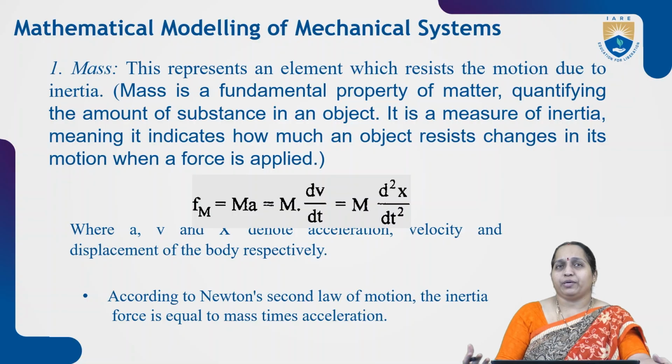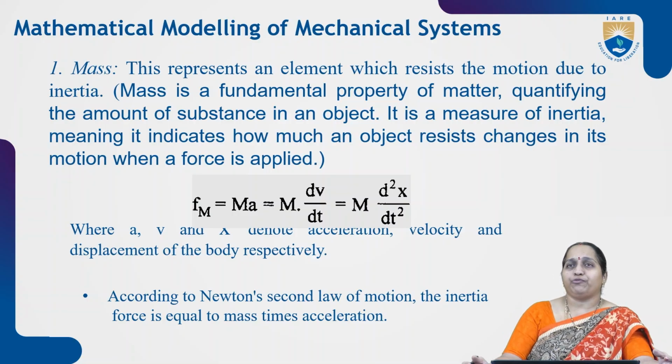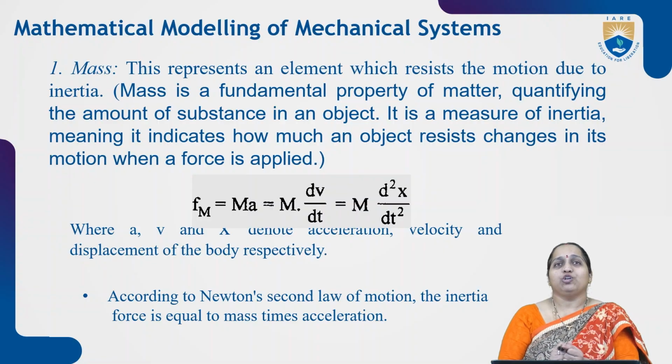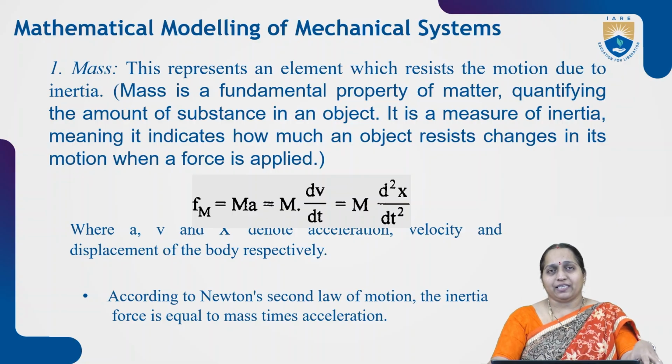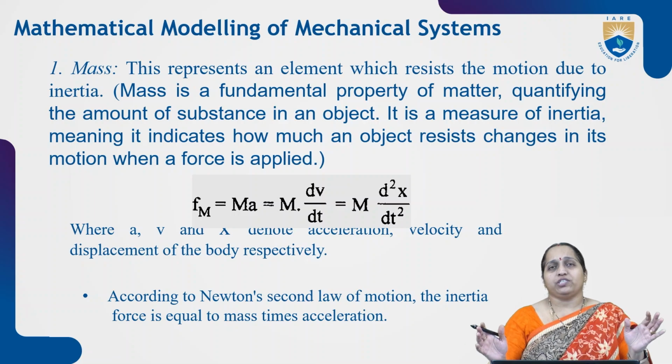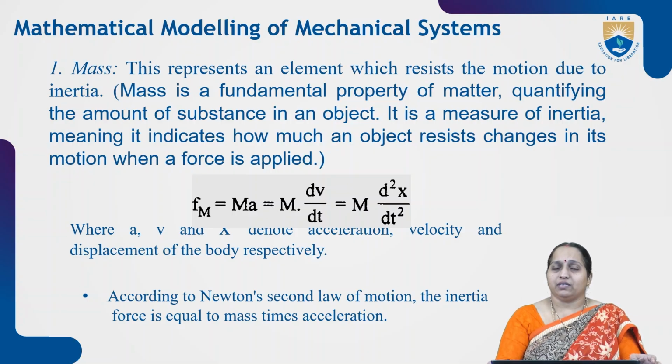What is meant by mass? Mass is a fundamental property of matter, quantifying the amount of substance in an object. It is a measure of inertia, meaning that it indicates how much an object resists changes in its motion when a force is applied. When a force is applied on a body, how much that object resists changes in its motion is given by mass. So this represents an element which resists the motion due to inertia.